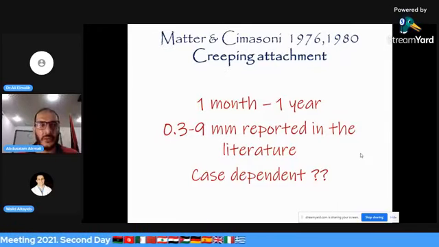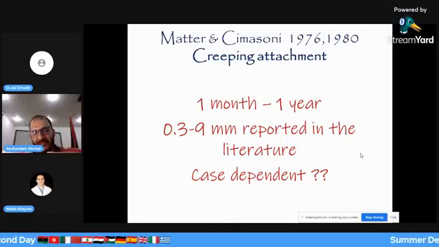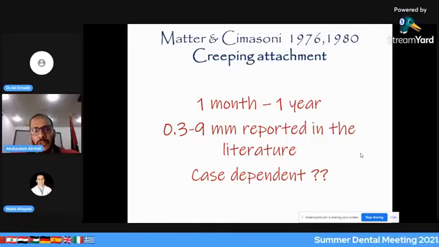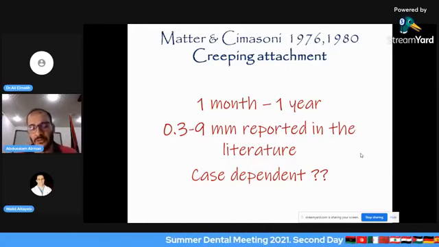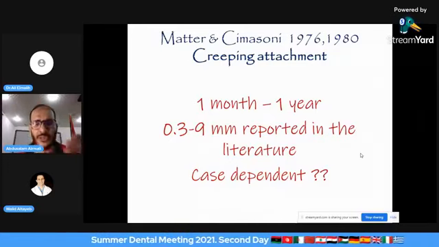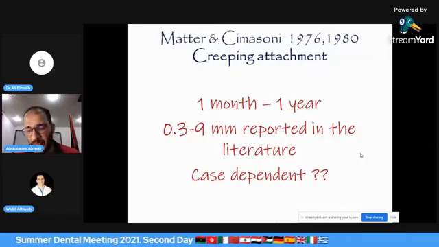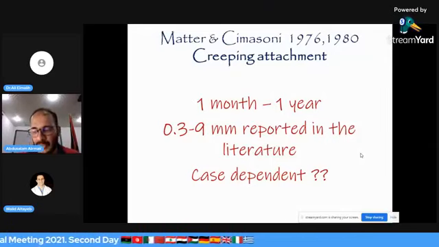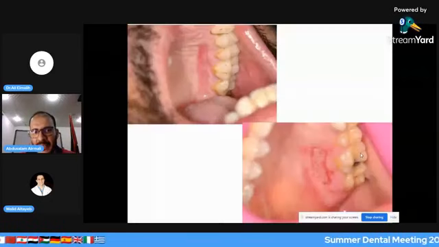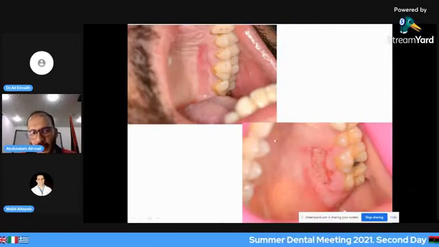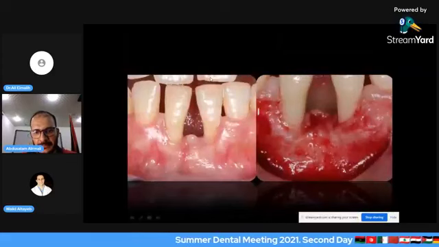And the second point is very important. We place the graft underneath the recession, and we keep the graft for creeping, because the creeping starts from 1 month to 1 year, from 0.3 to 9 millimeters in the literature. It depends on the case, on the tooth, and on many factors. And this is the healing of the palate after 1 week. This is the healing of the palate after 1 week and after 2 weeks.